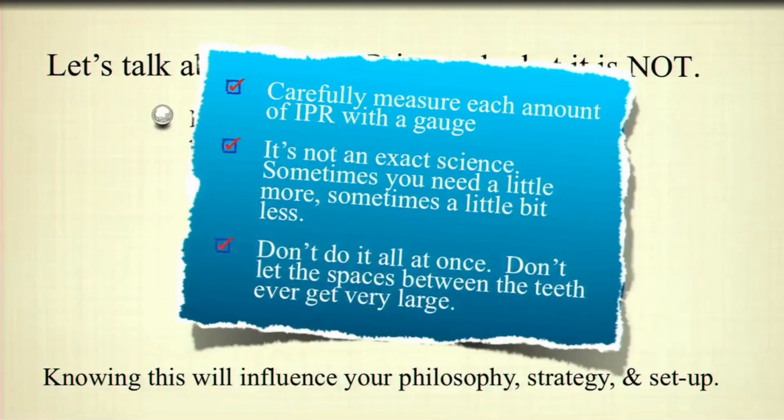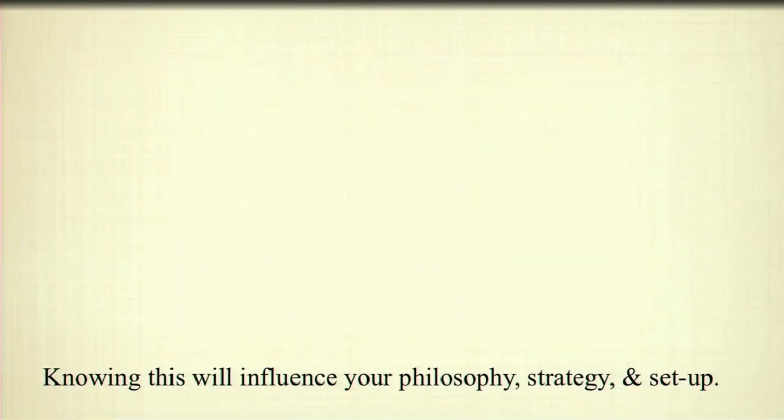And the third thing is, don't do it all at once. If you knew that it was either being rounded down or rounded up and you didn't know which one it was, why would you ever do it all at once? Your goal is to not ever let the spaces get too large, and that you dial in at the end, boom, all the contacts are in place.